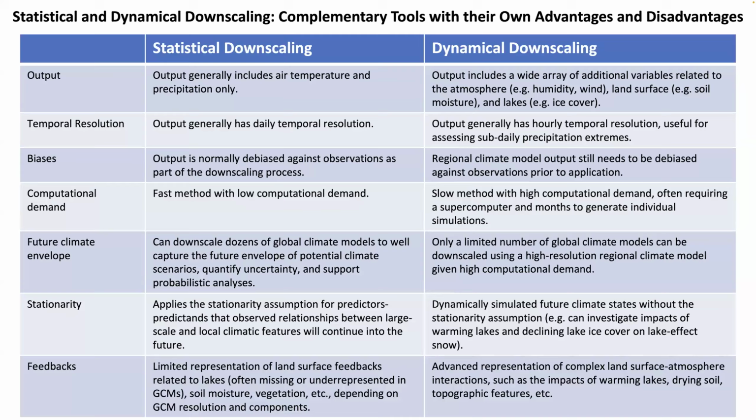And then in terms of feedbacks, statistical downscaling has a limited representation of a lot of land surface feedbacks. Often those are missing from the GCM itself, in terms of soil moisture, vegetation, and so on. That can be a limitation, especially if the climate changes drastically in the future. Whereas dynamical downscaling at least has the potential to handle complex land-atmosphere interactions and combinations of impacts in the future: warming lakes, soils drying out, various topographic features, and so forth.